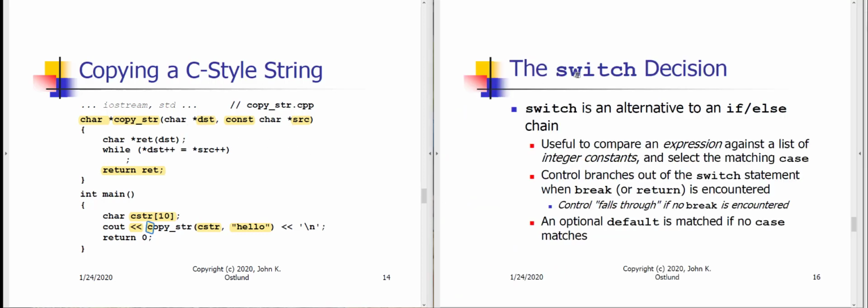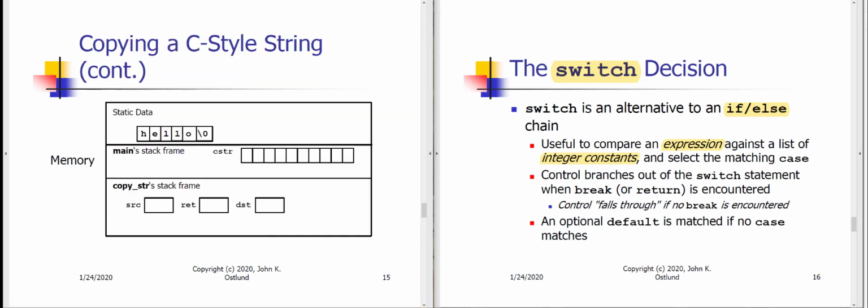All right, well, next up we're going to take a look at the switch decision, which is an alternative to if-else chains. It's very useful if you're doing a comparison of some expression value against a specific list of discrete integer values. Now, integer here doesn't just mean int. It means bool or char or int or long. Any of the integer data types can be used in the switch. Let's take a look at a specific example.